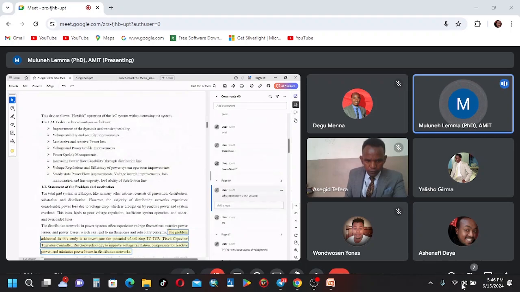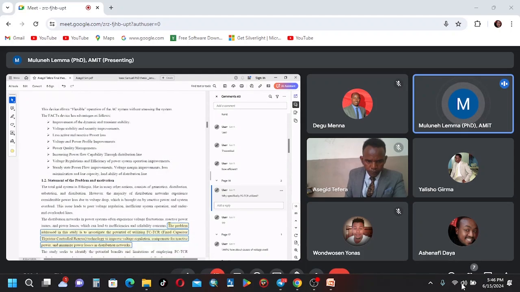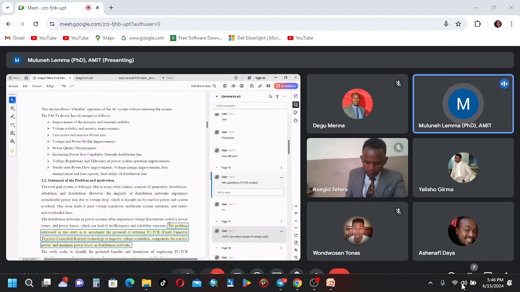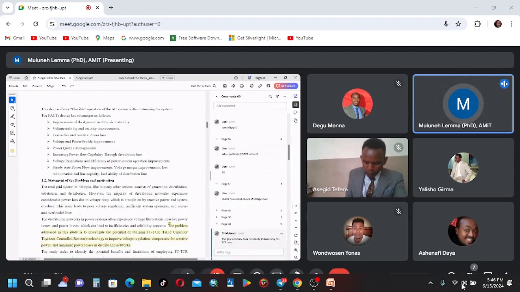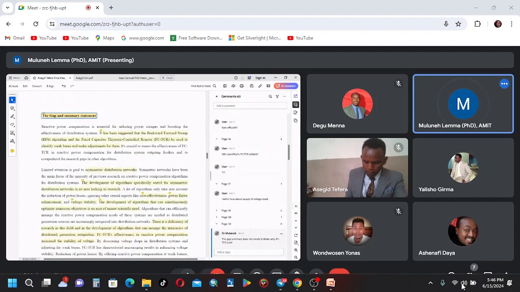On the statement of the problem, you mentioned that the problem addressed in this study is to investigate the potential utilization. So why you specifically used FCTCR based on your assessment in your abstract? Actually, I just mentioned this one earlier, so you respond later together with all the gap.